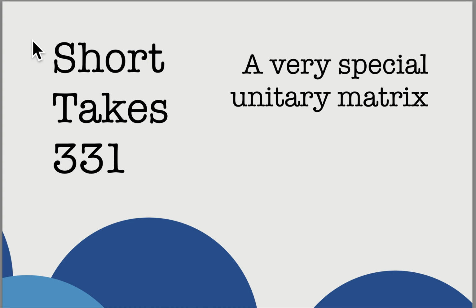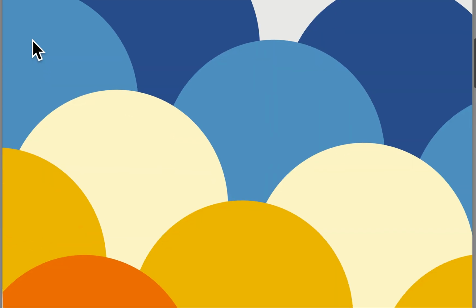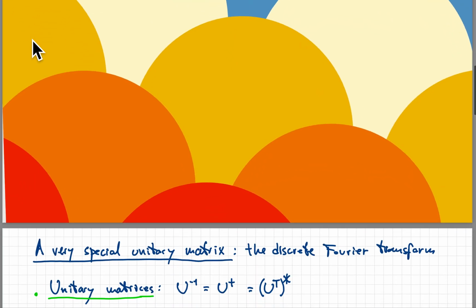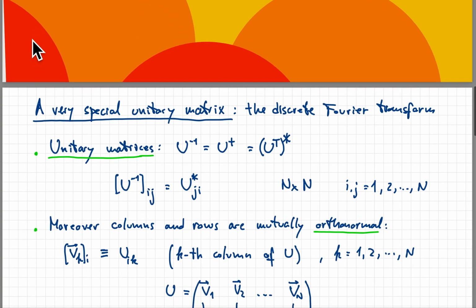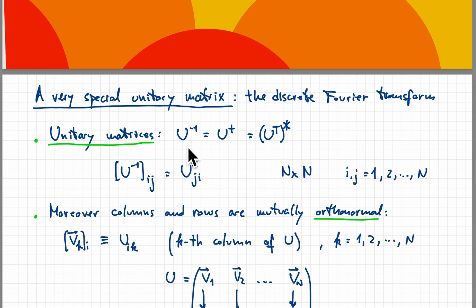Today, we're going to talk about a very special unitary matrix. So let's review the properties of unitary matrices. If you recall, unitary matrices are defined as those matrices such that the inverse is equal to the dagger, and the dagger is just the transposed complex conjugate.